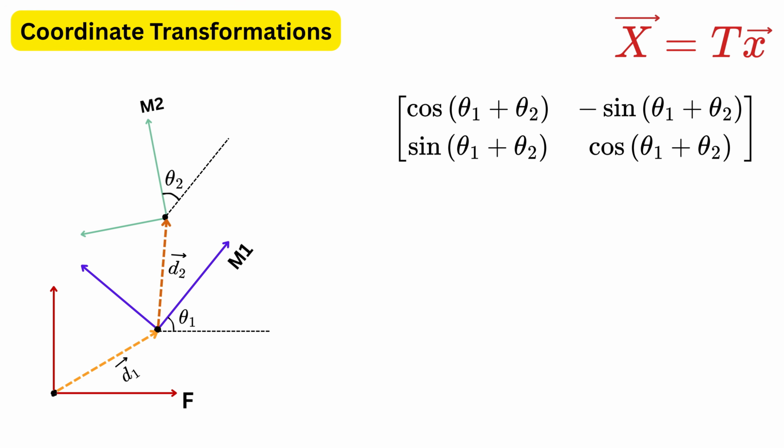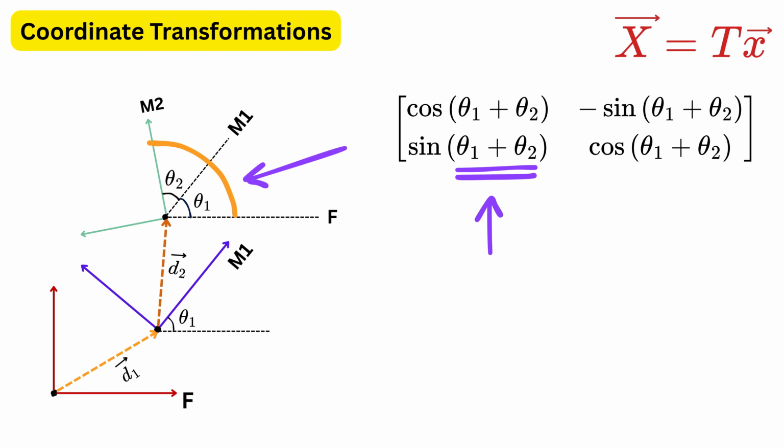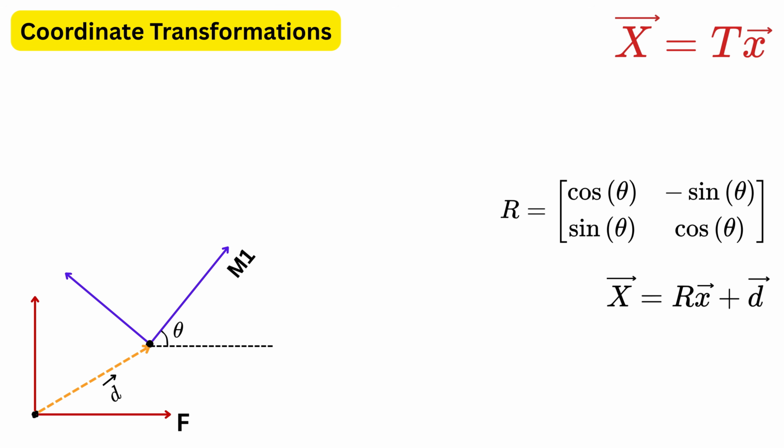Look here and make this horizontal line. This angle will be the same as theta 1, right? Because this is M1 and this is F. So this angle between M2 and F will be theta 1 plus theta 2, and thus now this combined rotation matrix becomes quite intuitive. Awesome.